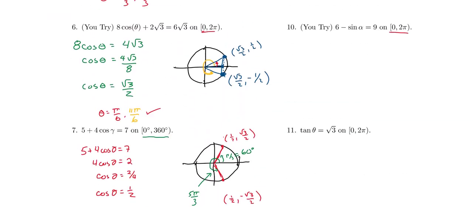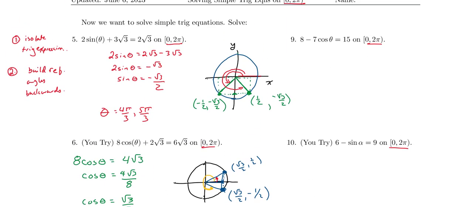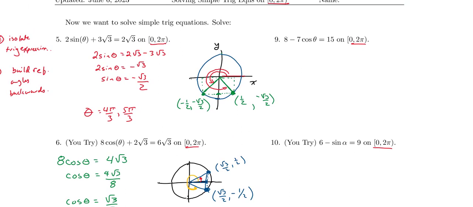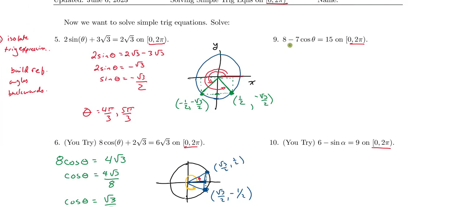Okay, so we have just a couple more remaining. Let's look at number 9 here. So on question number 9, we have 8 minus 7 cosine theta needs to equal 15. And we want to find all the values that we could plug in for theta there that would make that true.